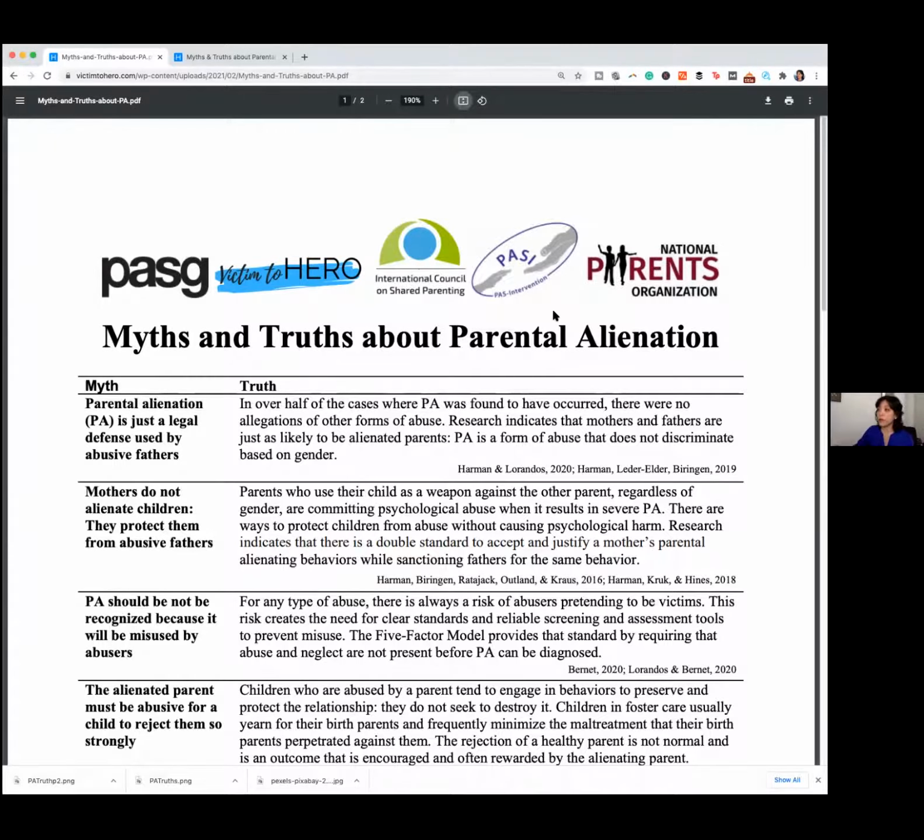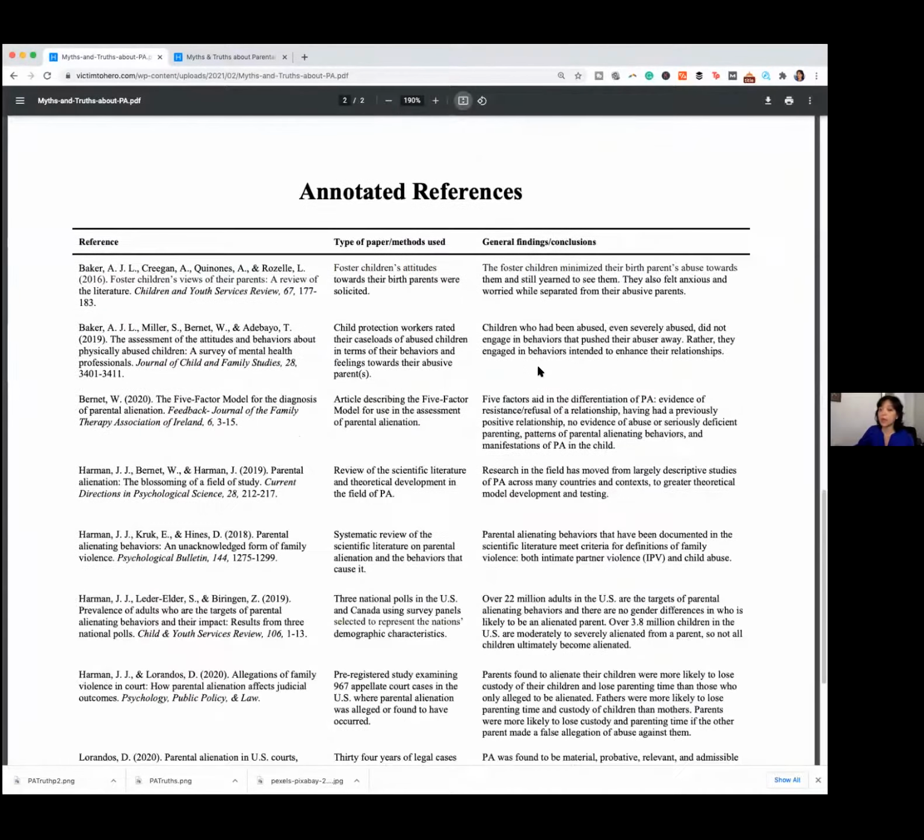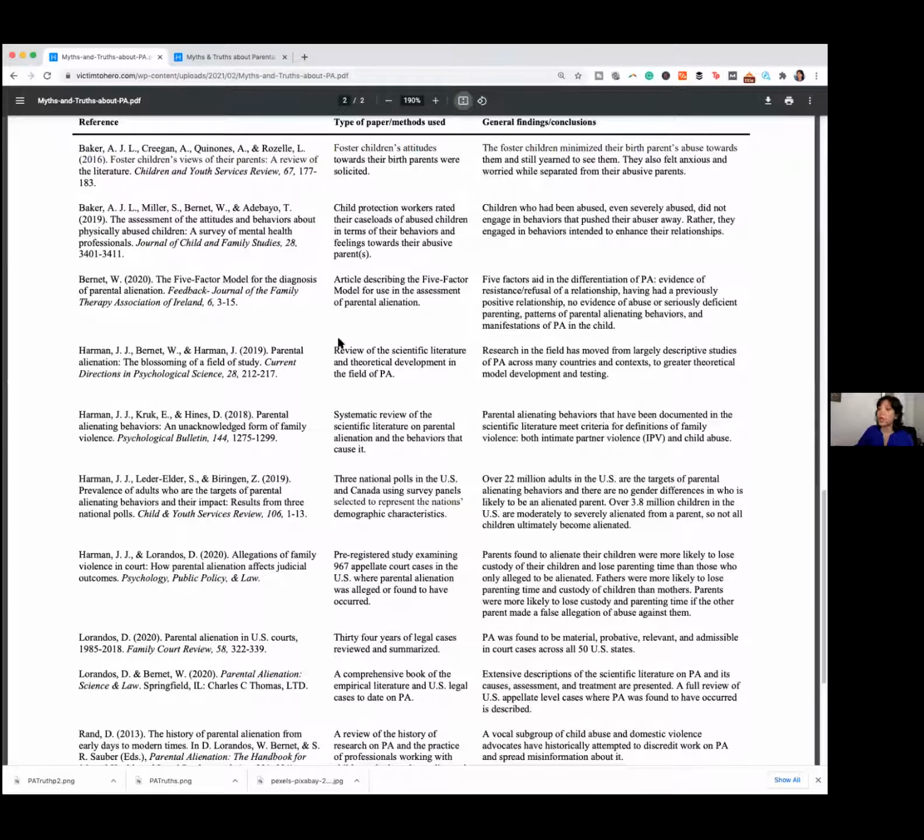And then, yeah, the front is the information, the back is the list of the references, and also the explanation of the citation that was used in the information sheet.